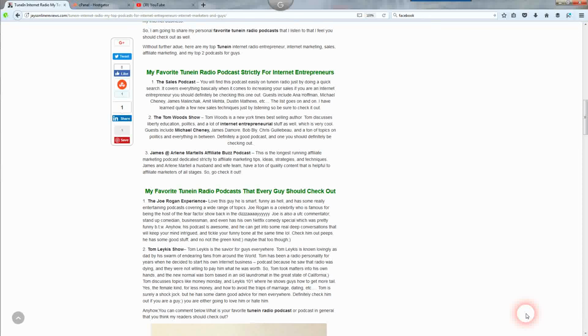Savior for Guys Everywhere. Tom Leykis is known lovingly as Dad by a swarm of endearing fans from around the world. Tom was a radio personality for years when he decided to start his own internet business, a podcast, because he saw that radio was dying and they were not willing to pay him what he was worth. So Tom took matters into his own hands, and the New Normal was born, based in an old laundromat in the great state of California.